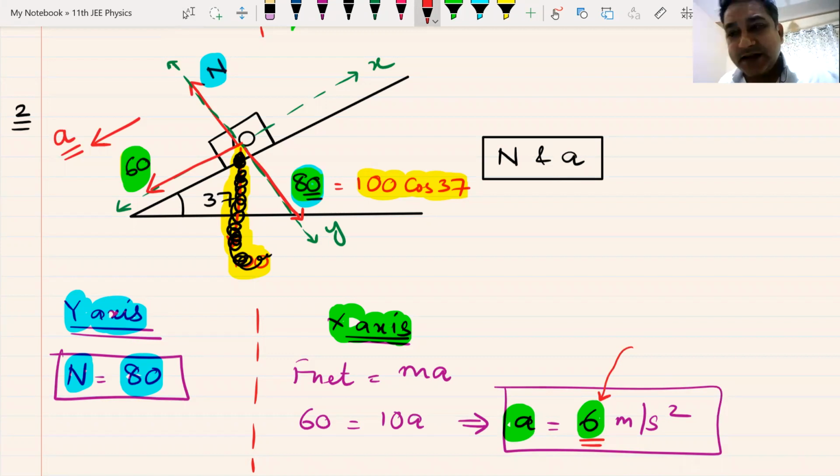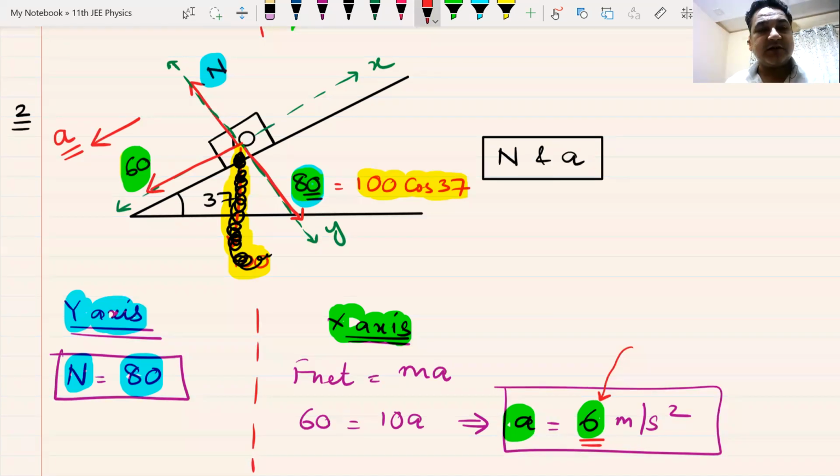The value of mass m was given to you. Even if it was not given to you, the answer was still g sin theta, because the acceleration of this block, which is kept on this surface, does not depend on mass. It is always equal to g sin theta.